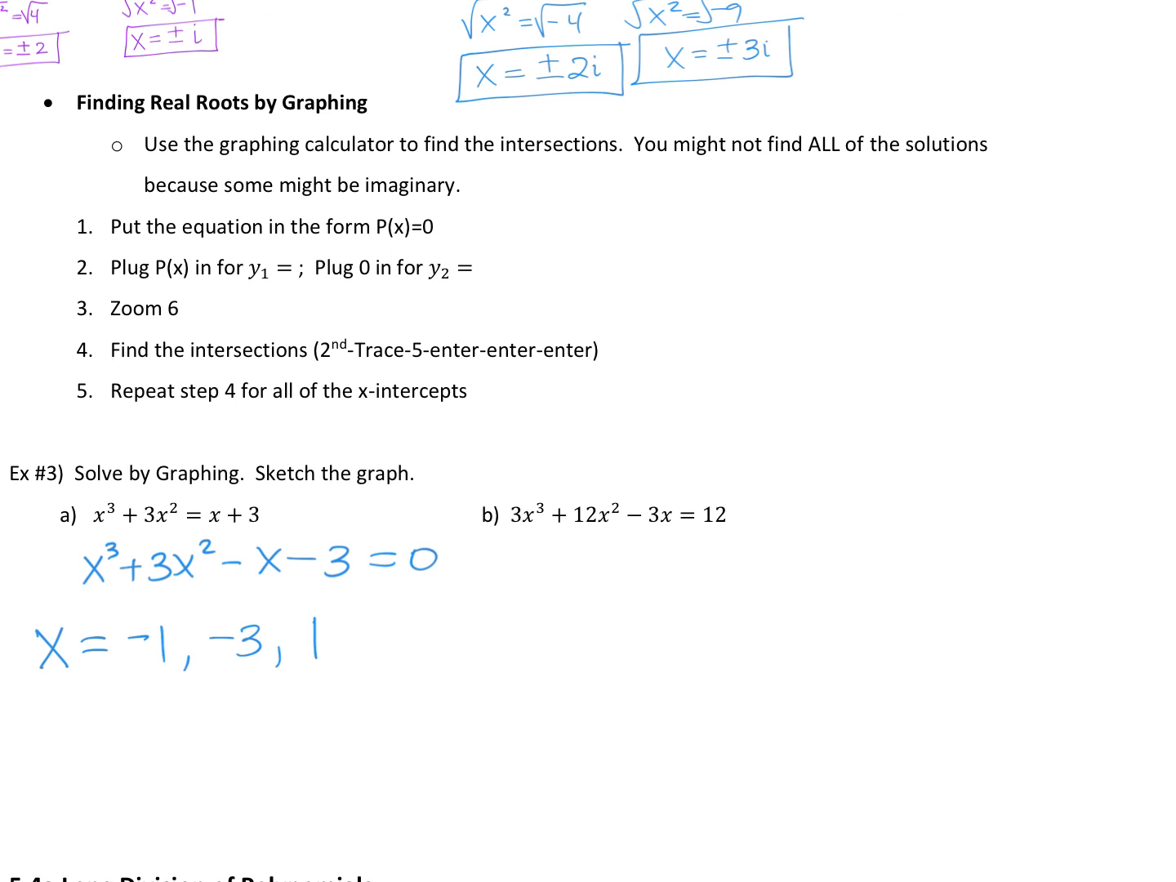Okay, so those are your 3 solutions. We did get all of our solutions here. There wasn't a complex answer because it was an x to the 3rd, and we got 3 solutions. So we know there's no complex answer that's missing there.